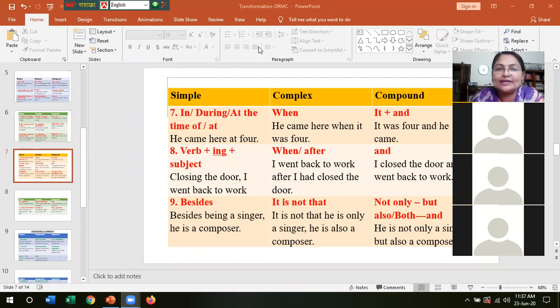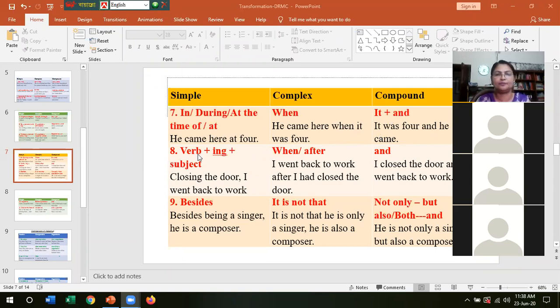To make it complex, you must use when. Because here we are talking about time, and when means time. He came here when it was 4. And to make it compound, we must use it plus and. It was 4 and he came.